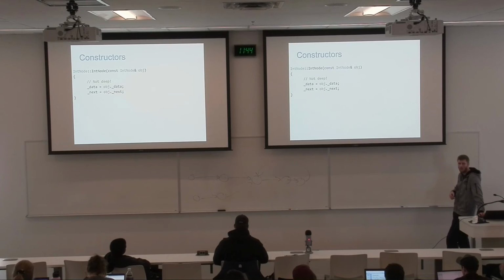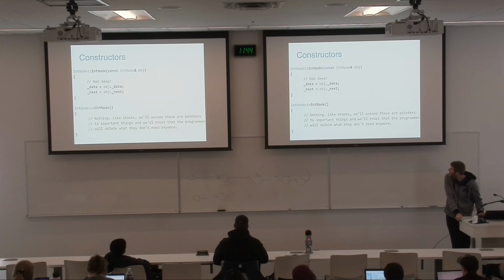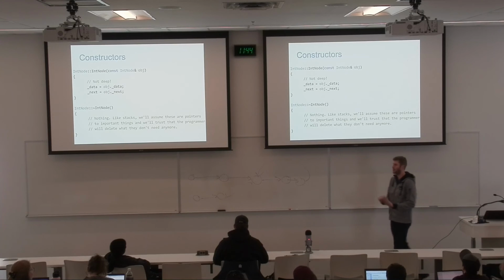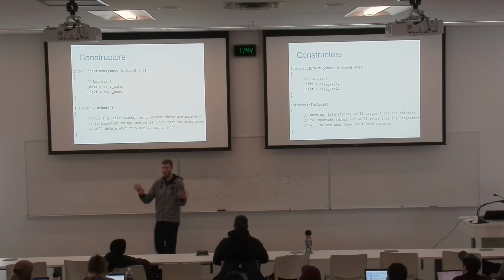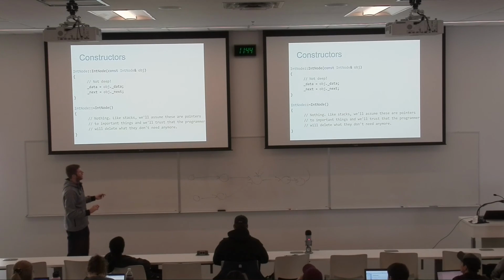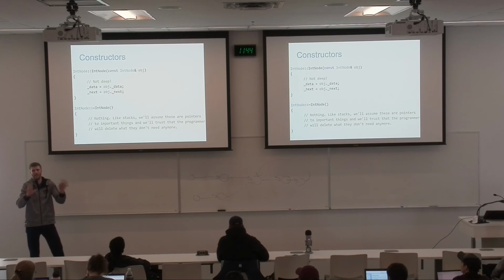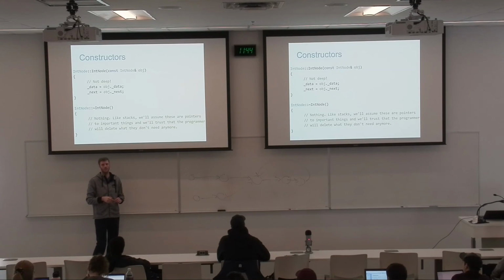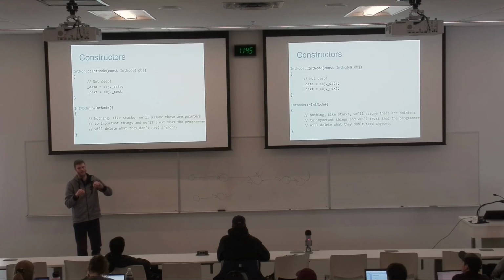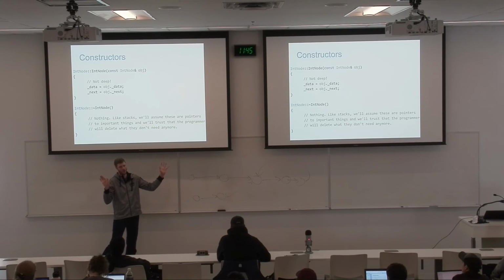Copy constructor. All right, great. Copy over there. Done. Like with stacks, we'll assume these are pointers to important things, and we'll just trust that the programmer will delete what they don't need anymore. Again, I should emphasize, this is not an alternative to a stack. That's not what we're doing at this stage. Because this is just a container, think of it like when you delete an array. If you delete an array, C++ isn't going to go through and make sure that you delete all the contents of the array if they were dynamically allocated. It's not going to do that.